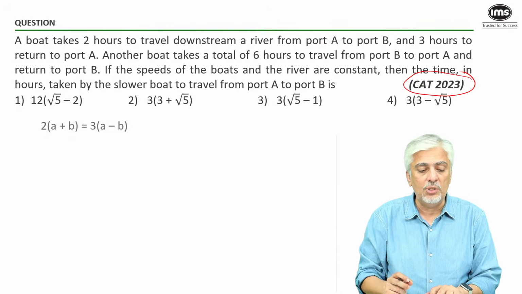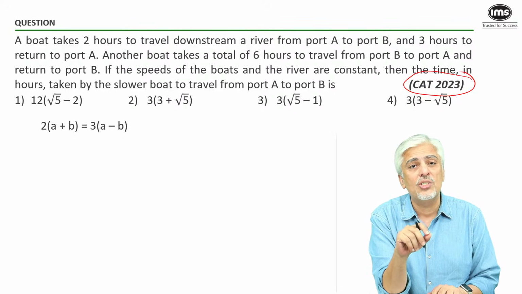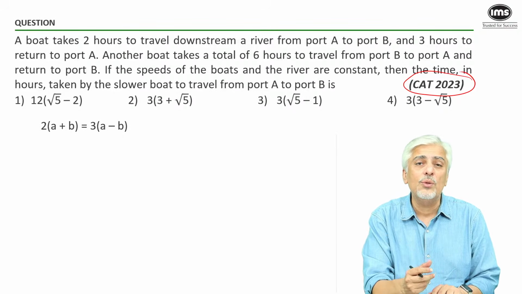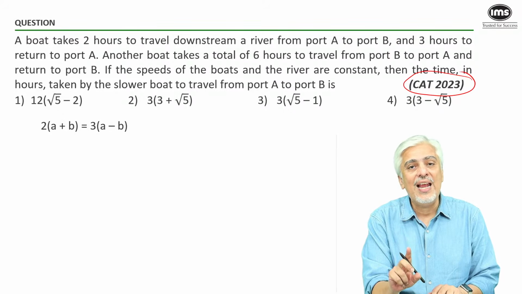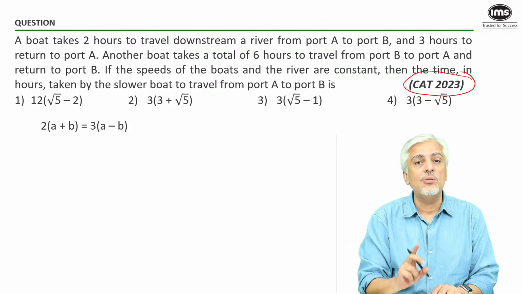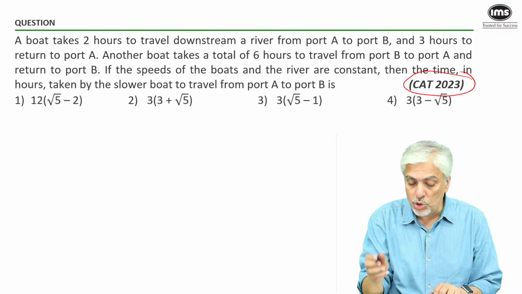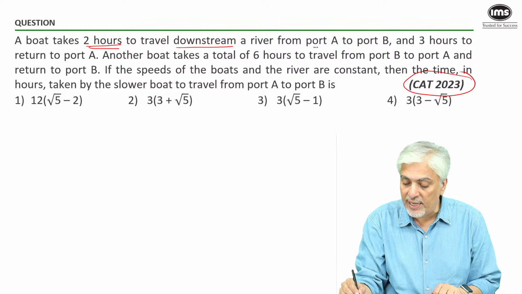So yeah, I was talking about the next question being a slightly difficult question. Simple concept, both upstream, downstream. A lot of people think, oh, upstream, downstream is very simple, and how can the question be difficult? This was one example of a difficult upstream, downstream question. And if you'll have a look at a couple of IFT papers also, there were a couple of difficult upstream, downstream questions earlier. So let's have a look at this. Sorry. A boat takes 2 hours to travel downstream a river from port A to port B.